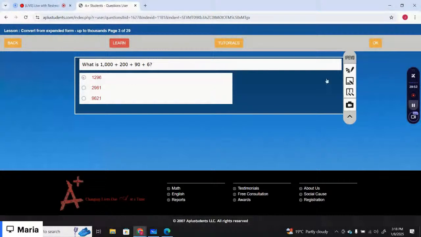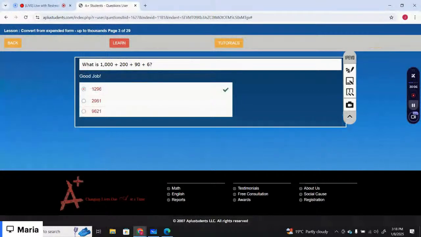That is option number 1 is the correct option. The digit they make is 1,296. 1 is at the thousands position, 2 is at the hundreds, 9 is at the tens, and 6 is at the ones position.